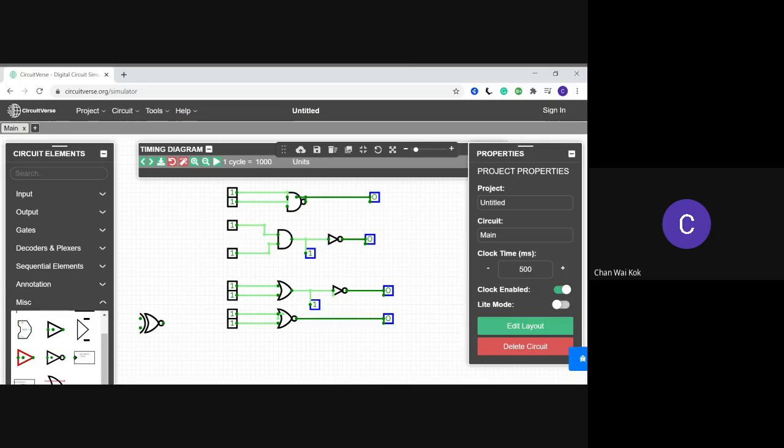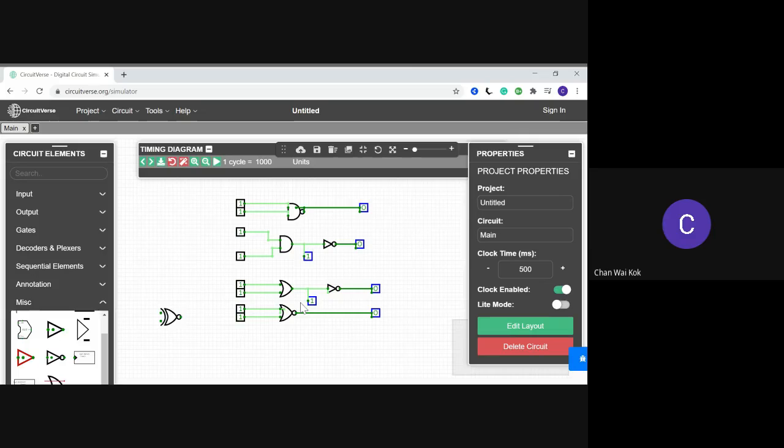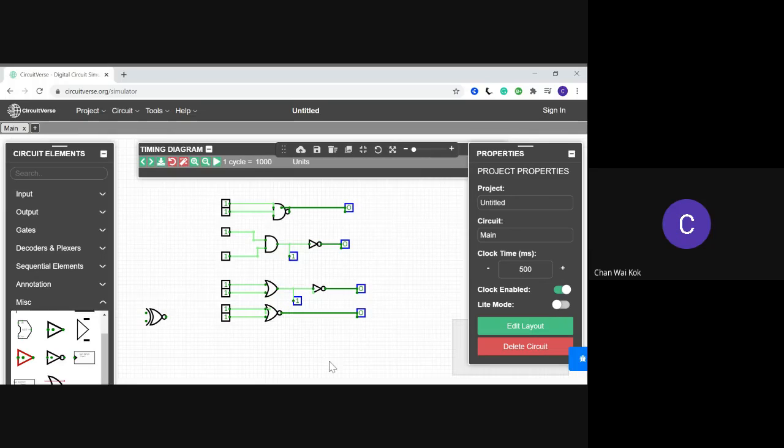Okay, they also have a XOR. XOR means neither nor. Okay, so this is the circuit for the XOR. Okay, XOR circuit. Where can I have the chip? Okay, XOR circuit.